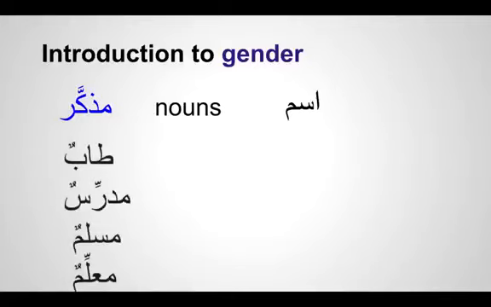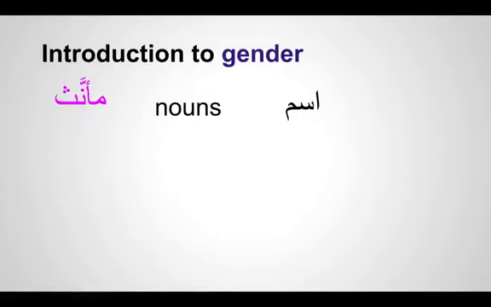Let me give you some examples of muzakkar. For example, if you see here talibun, sorry, the lam is missing here. Talibun means a student. Mudarrisun means a teacher. Muslimun, mu'allimun. In its natural state, the word in Arabic is male and it has tanween. So we do something to make that word feminine. That's what we're going to learn now.